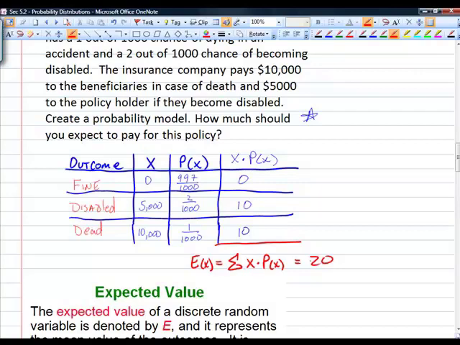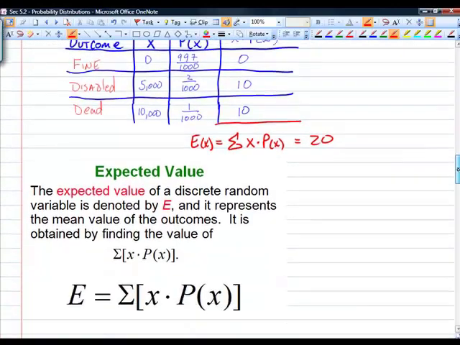So we should expect to pay at least $20 per unit or per $1,000 of coverage here. If the insurance company sells these policies for less than $20 a unit, then they're going to take a loss because they're playing the odds and averages. So they need to sell this policy for at least $20 if they just want to break even. Odds are they want to make a profit though.